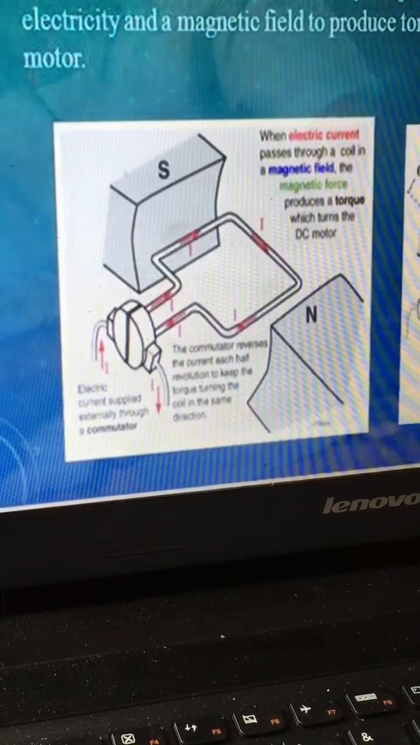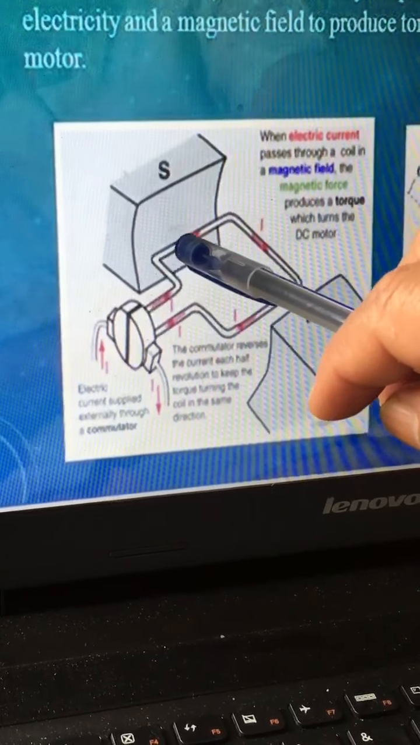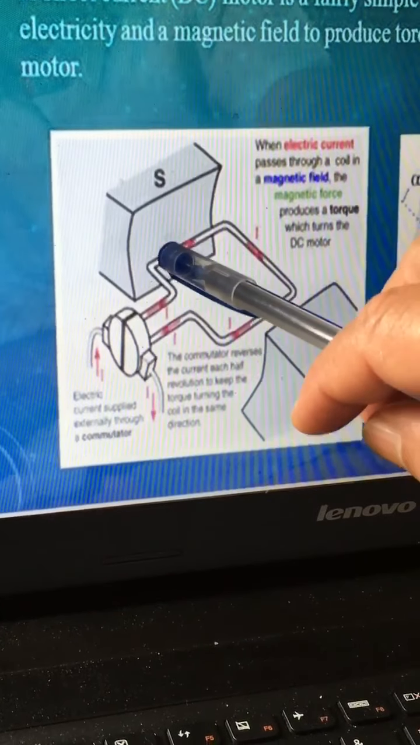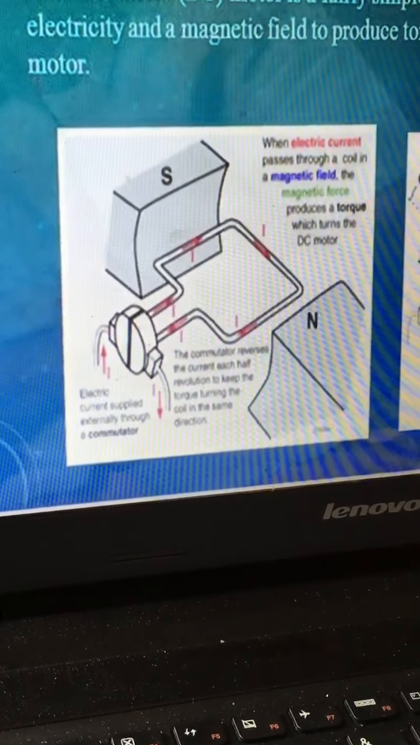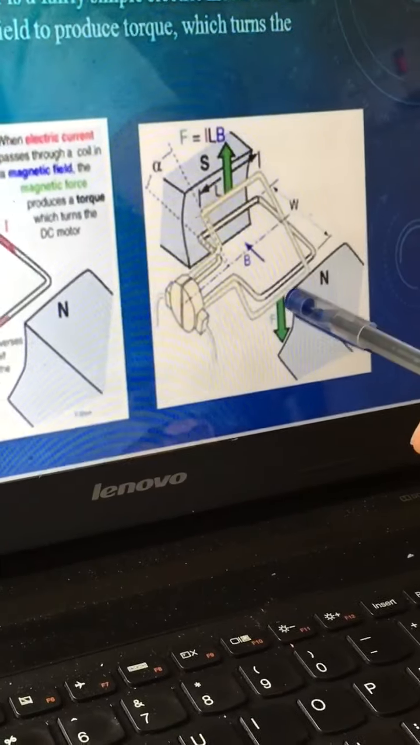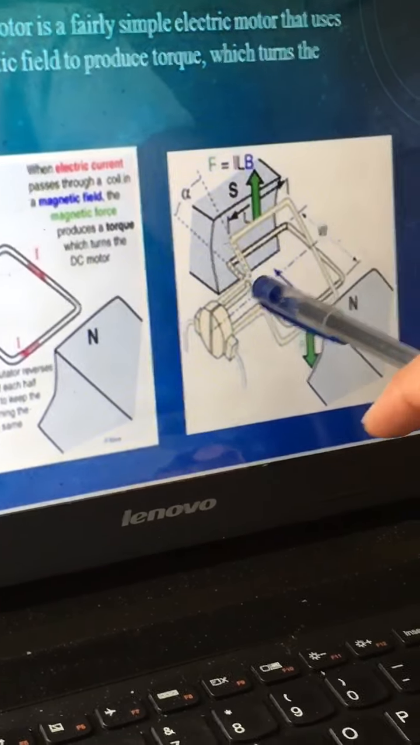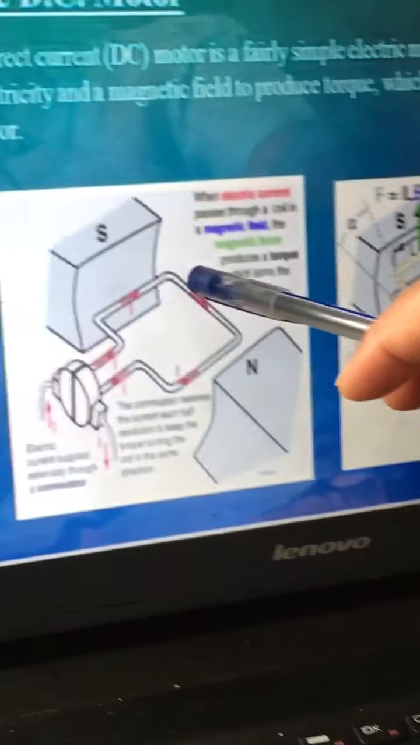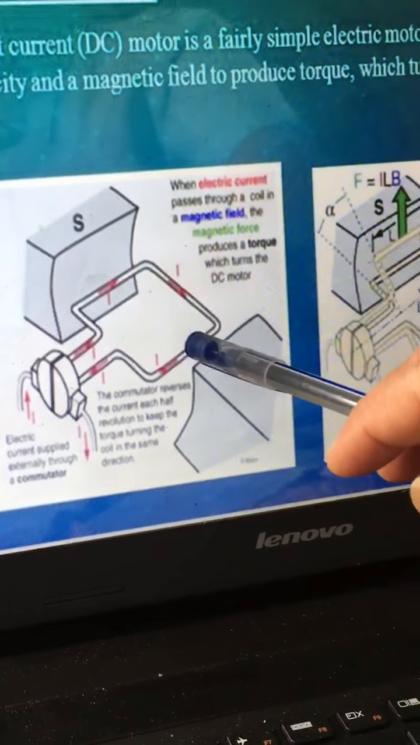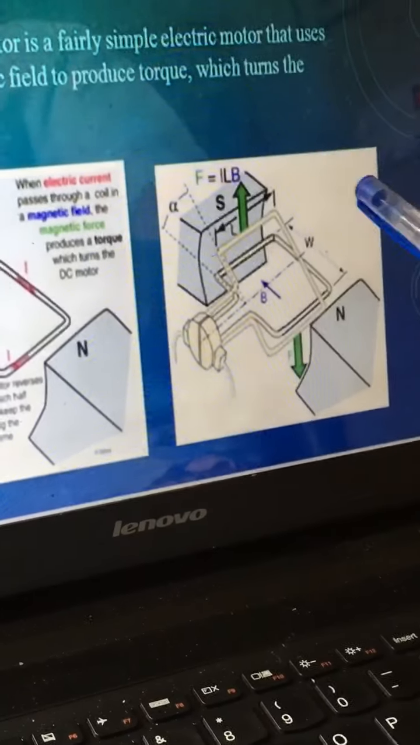So children, when current is passed through the circuit, what happens? You see here at this point the magnetic field is in this direction and the current in this direction, so both are perpendicular. In that case force will act in the upward direction, and on the opposite arm the force will act in the downward direction. But on this side or this side force will not act. Why? Because here the magnetic field and current are parallel to each other. But on this arm of the armature, the magnetic field and current are perpendicular, so they apply force.